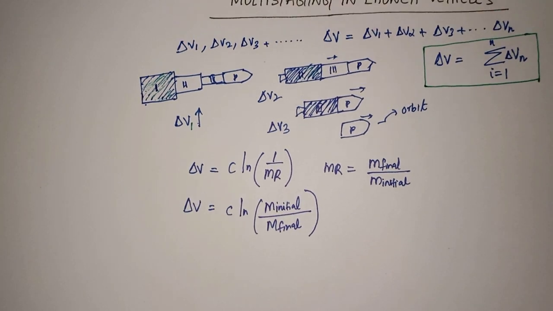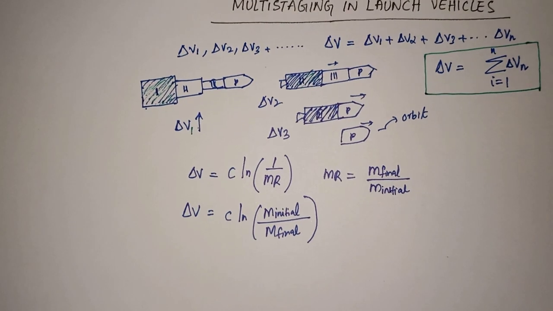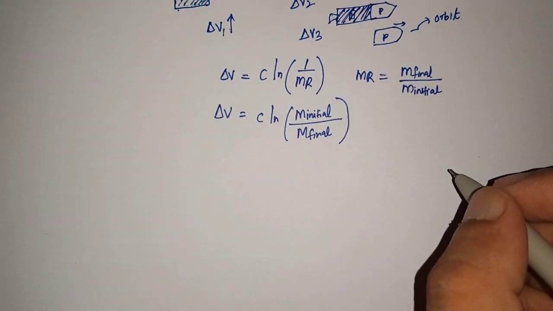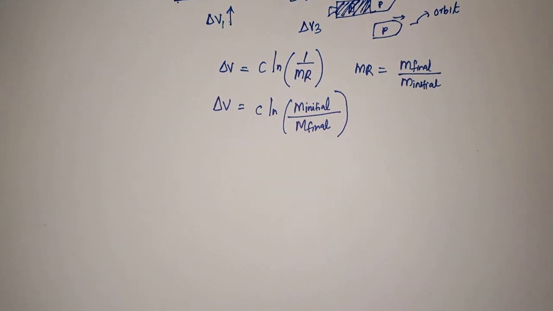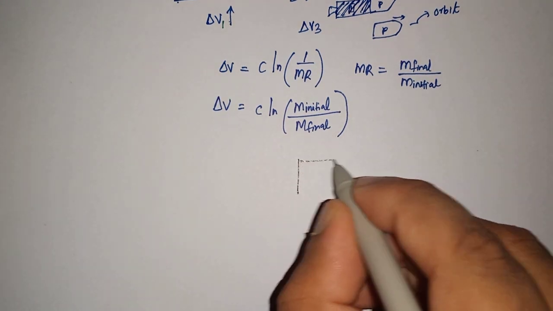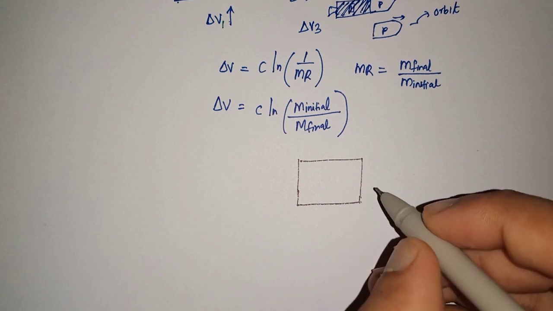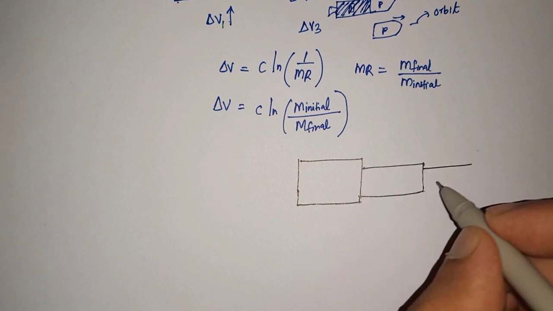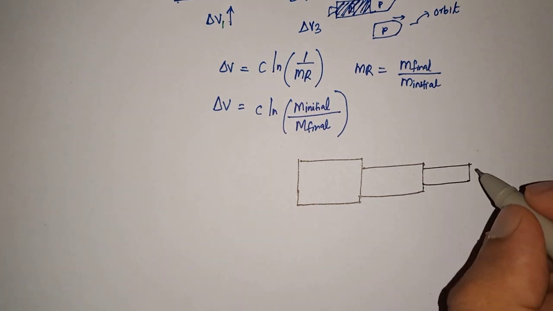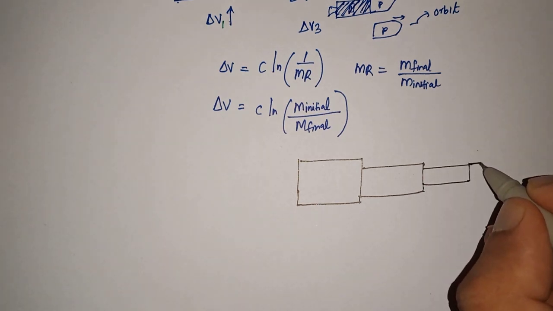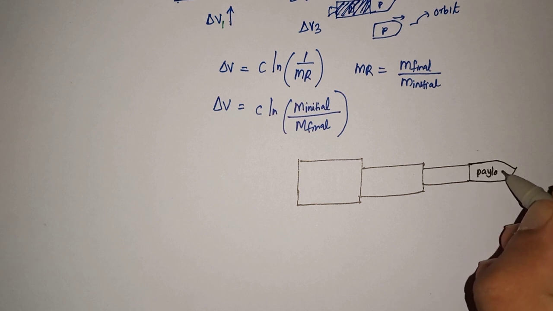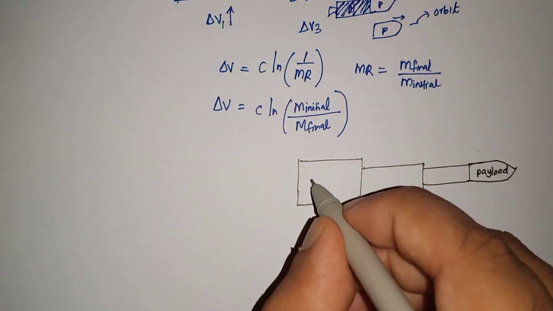Now for that we'll try to explain this concept in a little bit more detailed manner. Let's say we have a three-stage rocket. Consider this as something similar to a GSLV, having three stages. Now here we'll fix the payload. So here I'll draw the payload, and this is going to be the first stage, this is going to be the second stage, and this is going to be the third stage.